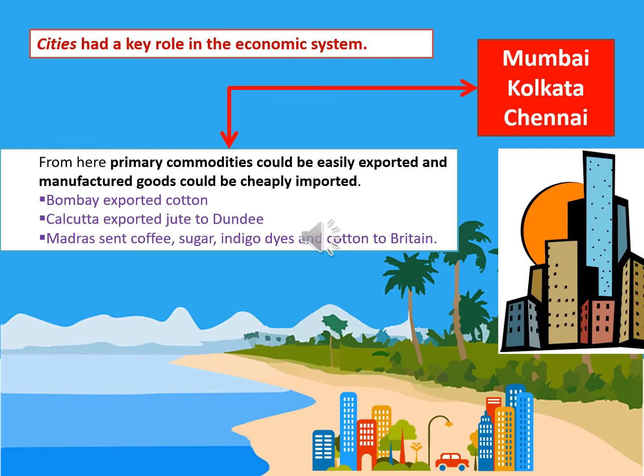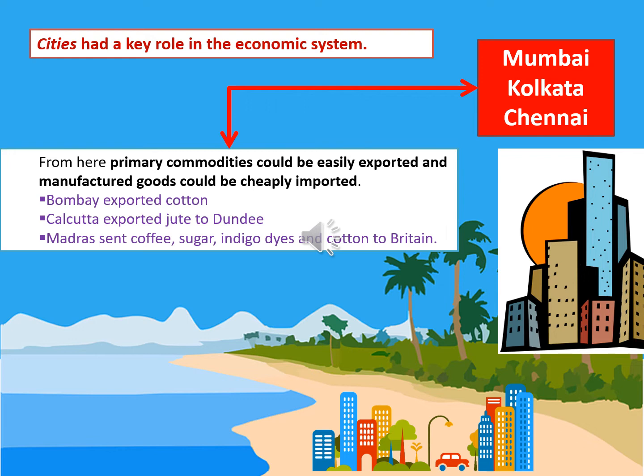So kids, summarizing for you all once again, just quickly look at the keywords. Cities had a key role in the economic system under British rule. The very first thing you need to remember is the names of the colonial cities which were being developed by the Britishers. They were Kolkata as well as Chennai. What was the reason that these areas were being developed by them? Because from here the primary commodities could be easily exported and the manufactured goods could be easily imported.